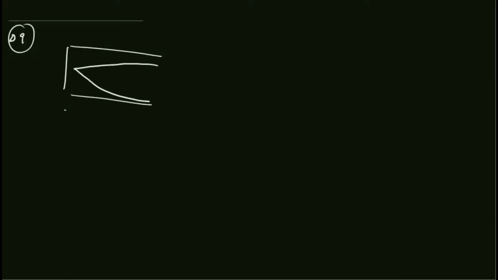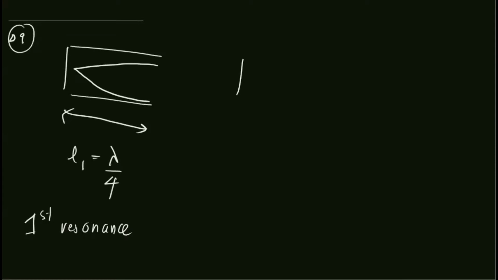Since this is a one end closed tube, the first resonance is going to be this kind of waveform. So the length L1 is going to be lambda over 4, which we obviously know. This is the first resonance. So what about the second resonance?